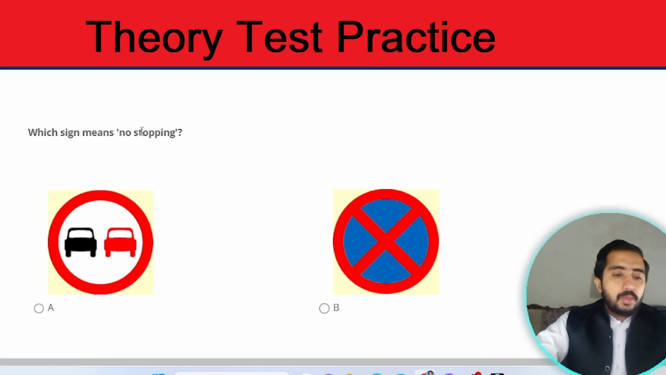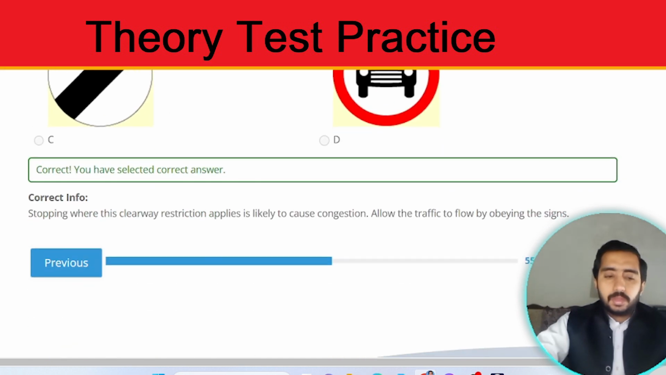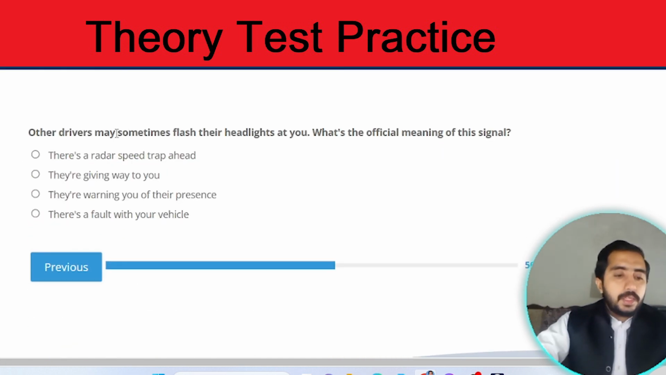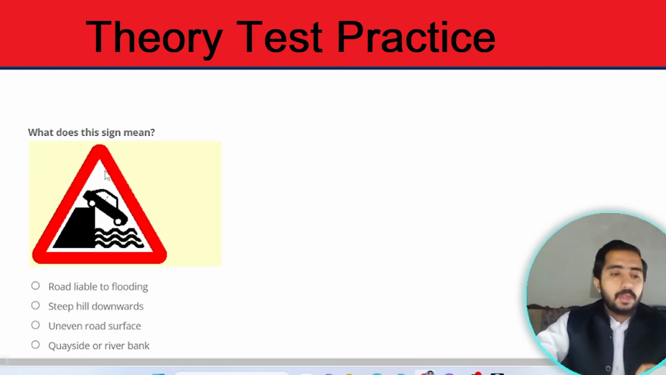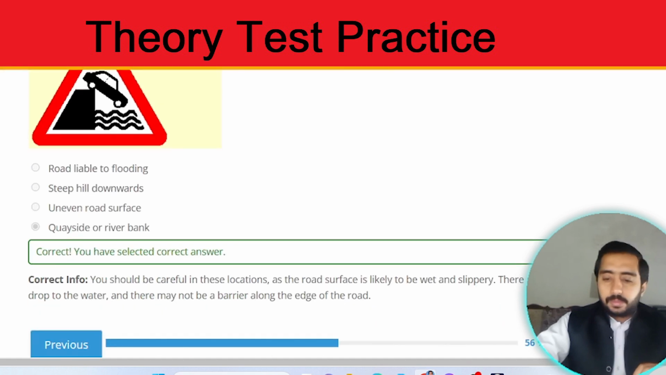This sign's no stopping. Which sign is no stopping? The no stopping sign is B. We know that. Next one. Other drivers may sometimes flash their headlights at you. What's the official meaning of this signal? The official meaning of this signal is they are warning you of their presence, which is option C. Next one. This sign is represented by a quayside or a river bank. Next one.